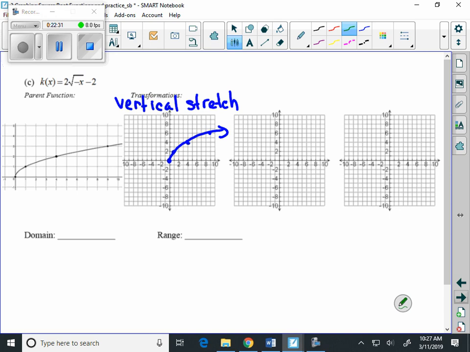Second transformation. There's a negative inside of the function, which is going to reflect our graph over the y-axis. 0, 0 is going to remain the same. We're going to take our graph and flip everything over on the y-axis. So the point 1, 2 from our blue graph is going to become negative 1, 2.